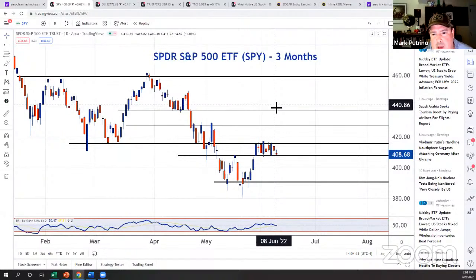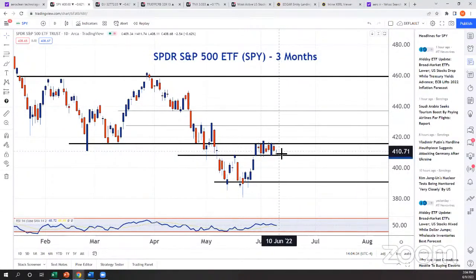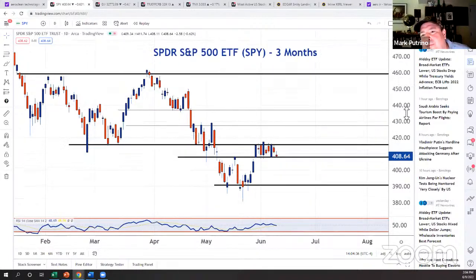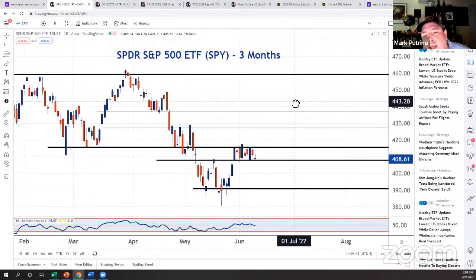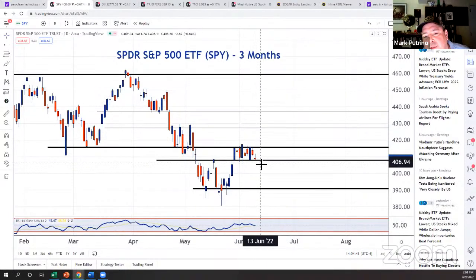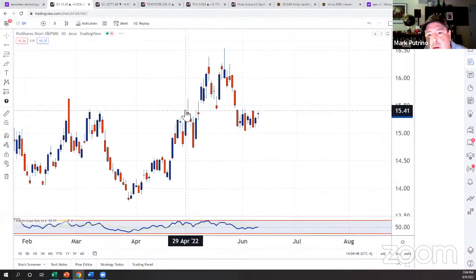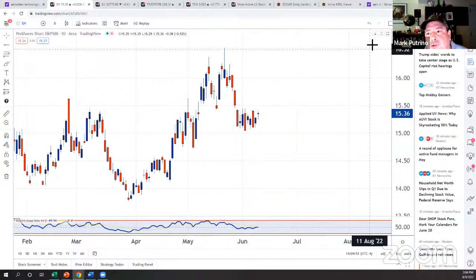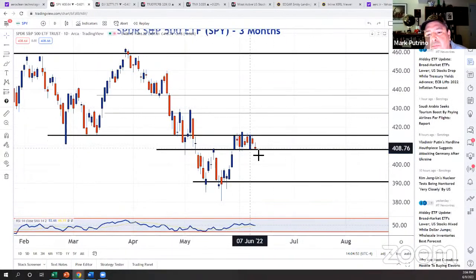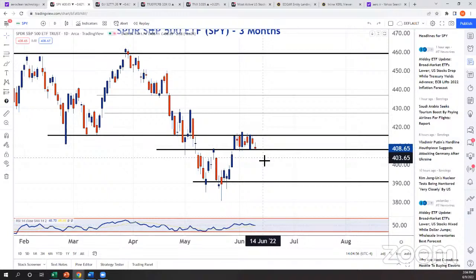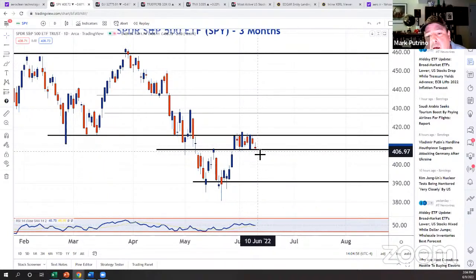So if this does start to go lower, some students might buy SH, which trades inversely. If this goes down 1%, SH will go up 1%, right? So we can use inverse ETFs. Some of the students will be buying puts if we start to go lower. Some may be buying calls on the inverse ETFs or the leveraged ETFs. There's really no right way to do it.